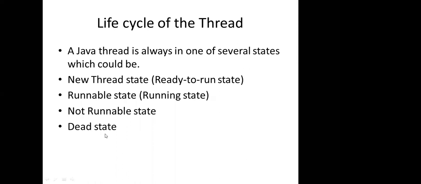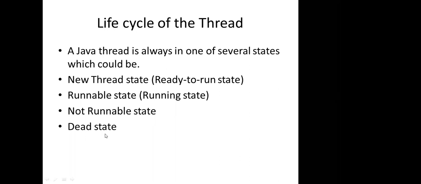First is called the new thread state. That is to start a thread. First you create a thread. Second one is the runnable state. So first is the creation of the thread, second is the runnable state, then it enters the running state.